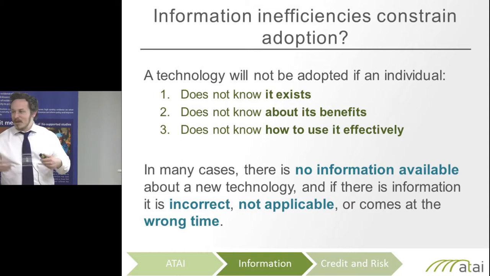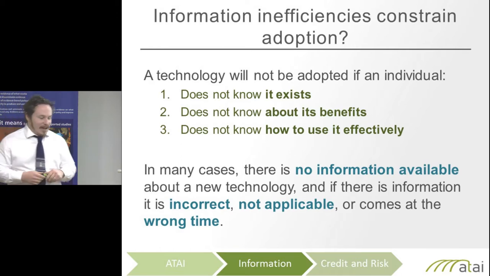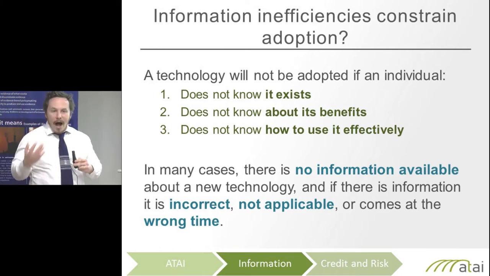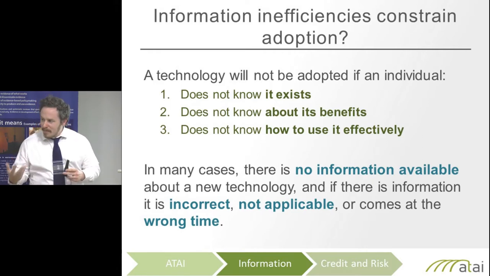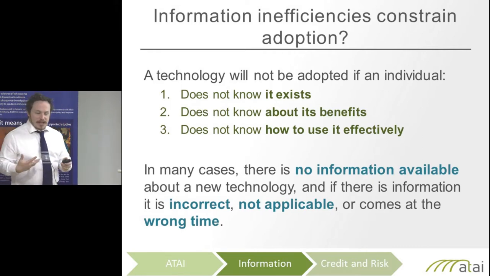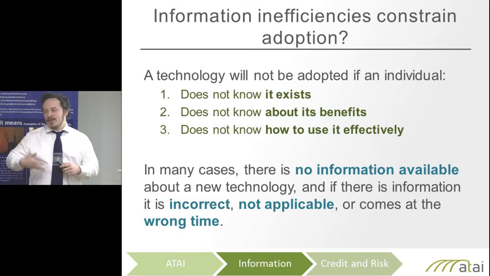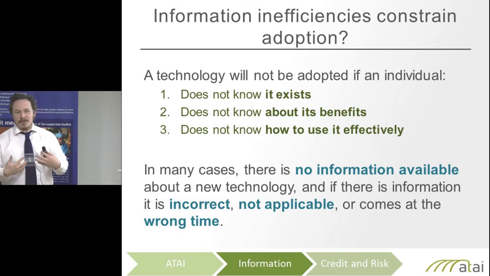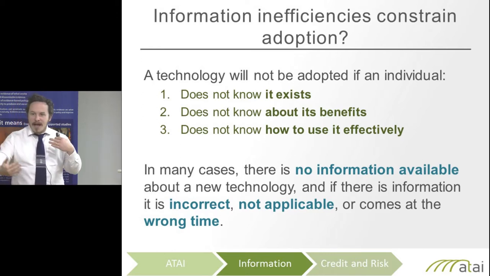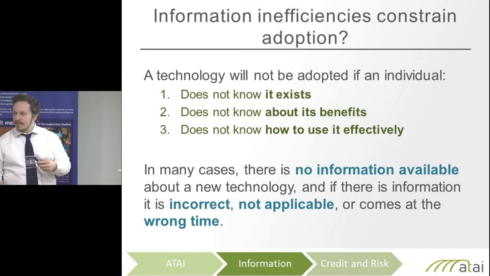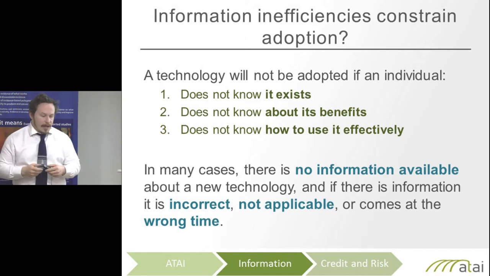So you have to know what it is. You have to know that it actually exists. It's hard to adopt unknowns. You have to know why to adopt it, what the costs and benefits are of that technology. And you have to know how to use it effectively. You have to have information in order to specifically know how to use that technology. And this applies for seed technology, for other kinds of inputs as well.